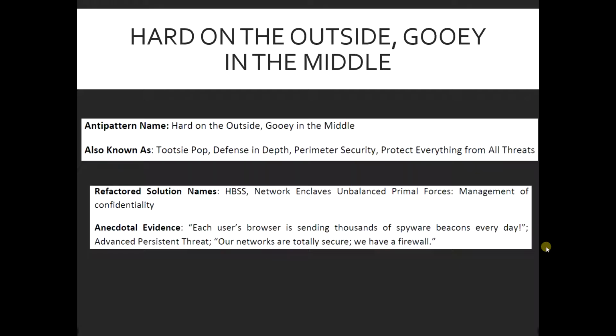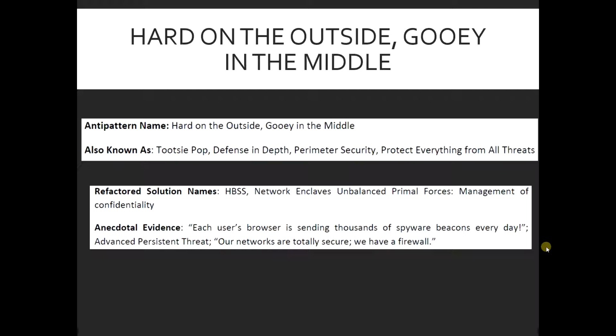When we look into the first one, the antipattern name is hard on the outside, gooey in the middle. This is also known as the tooth-side pop, defense in depth, perimeter security, protect everything from all threats. The refactored solution name is HBSS. This HBSS stands for the host-based security system.